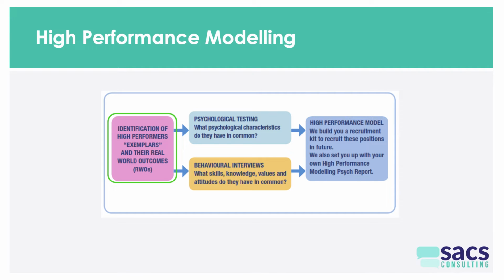Pick your exemplars, you psych test them. You use valid psychometric instruments, such as I've been describing in the video just immediately before this one. You identify the psychological characteristics that they have in common. You then also behaviourally interview them to identify the outcomes that they need to achieve and the skills, experience, knowledge, values and attitudes that make them successful.